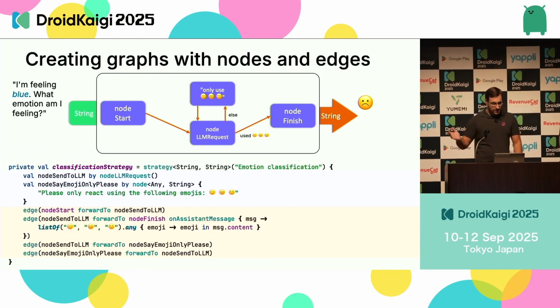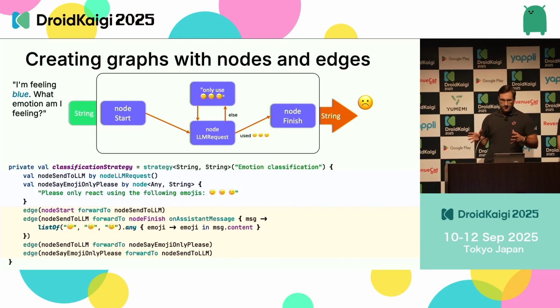Then in the orange section, we're defining the edges, the arrows that go between the different nodes. So from the start, we go to the sending node, then we specify a condition. When the assistant message contains our emojis, we're done. That's what we express using the onAssistantMessage condition. If it was not the case, then we take the edge to node say emoji, please.